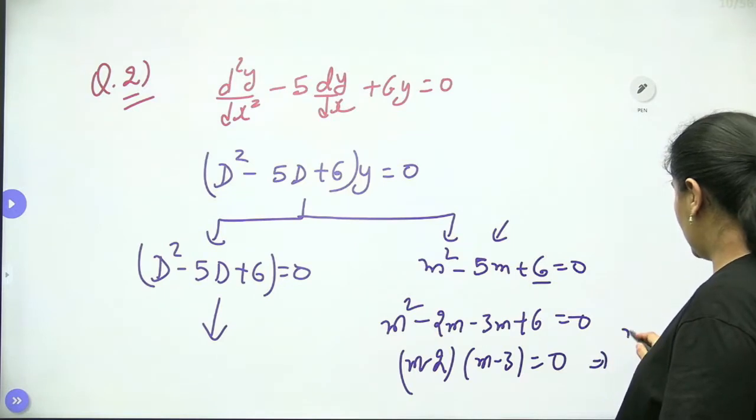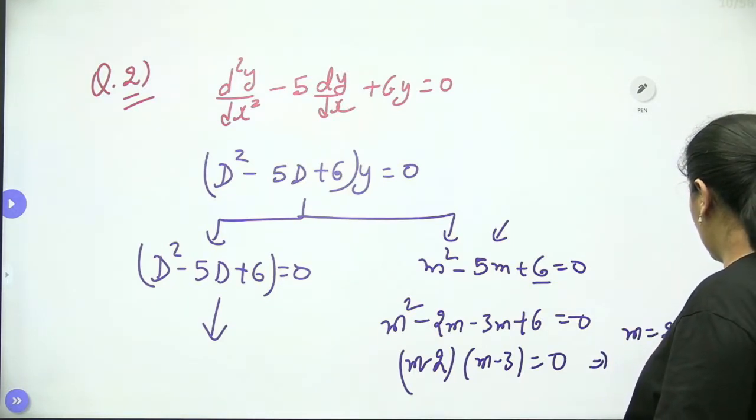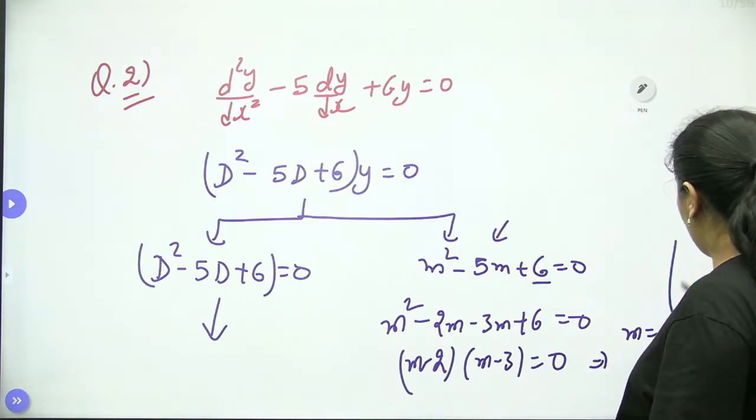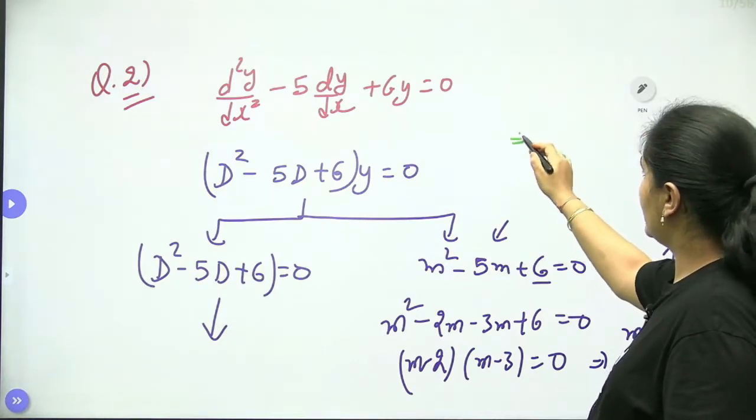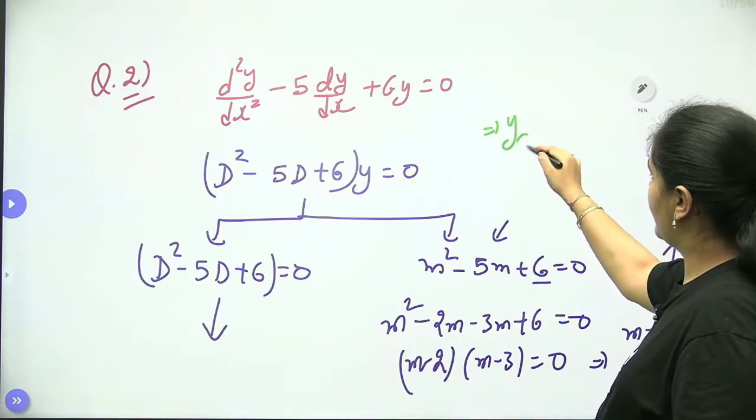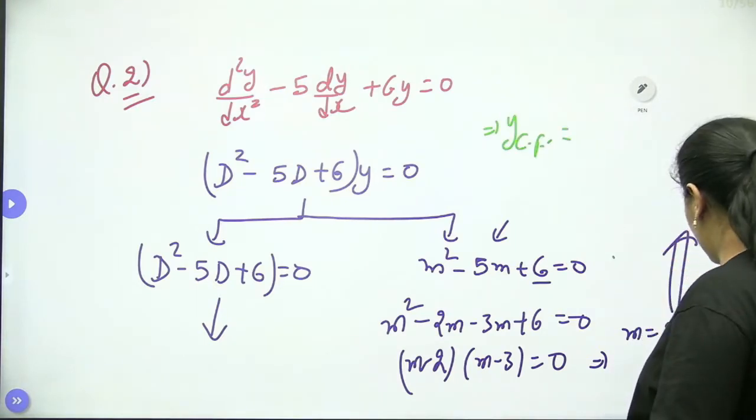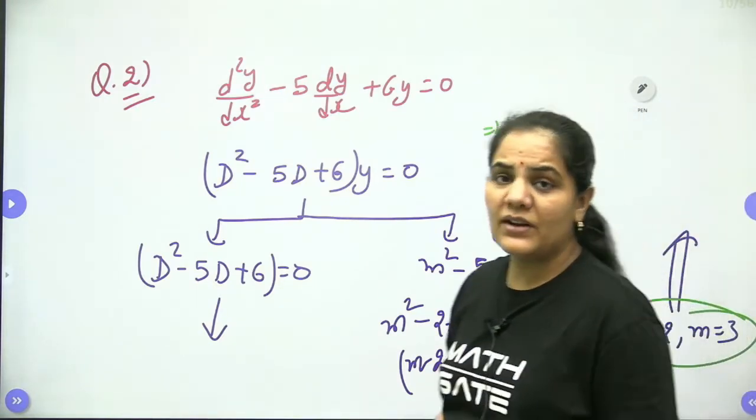So we can write the roots will be m is equal to 2 and m is equal to 3. If we have roots m is equal to 2 and m is equal to 3, you can say for the CF, YCF, we have roots which are exactly different and real.